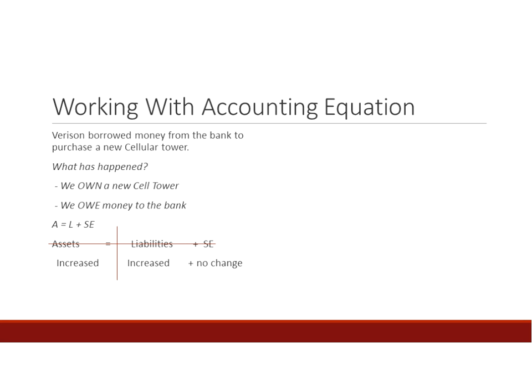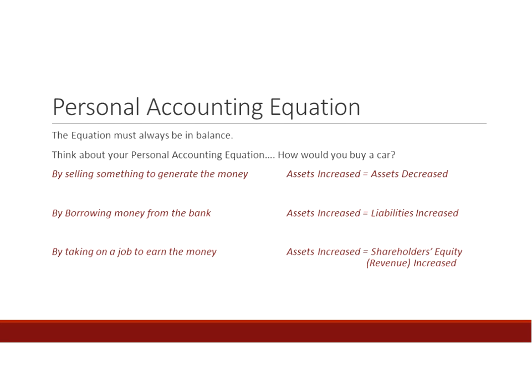And there was no change to our shareholders' equity. And so for whatever amount we borrowed and whatever amount the cell tower is valued at, our assets and liabilities have both increased in equal increments, and our accounting equation is still in balance.